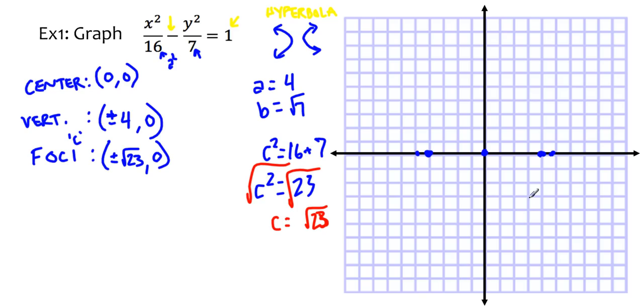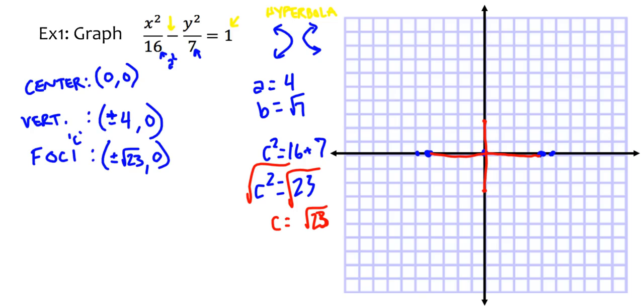Okay, so now we want to sketch our axes. Our transverse axis is going to go from here to here. Our conjugate axis, remember, is 2b. So b is root 7. See, root 7 is not quite 3, so we're going to go somewhere in between 2 and 3. So there's our conjugate axis.